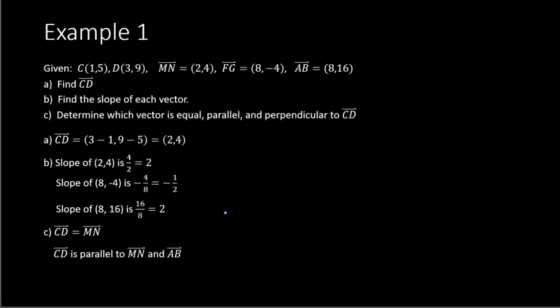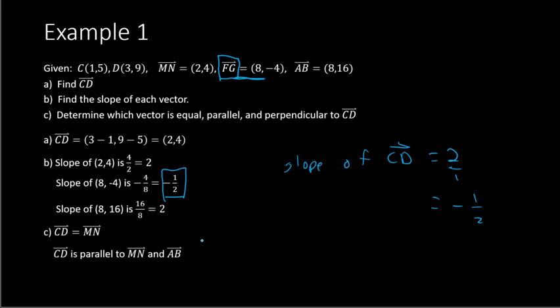Now the last part is determining which vector is perpendicular to CD. So the slope of CD was, we already said, 2. All right, so to be perpendicular, it's going to be the negative reciprocal slope. So instead of 2 or 2 over 1, it's now going to be a negative, and then reciprocal would be 1 over 2. And notice that would be right here. That's the slope of 8, negative 4. 8, negative 4 was FG, that vector. So FG, we would say, is perpendicular to vector CD.